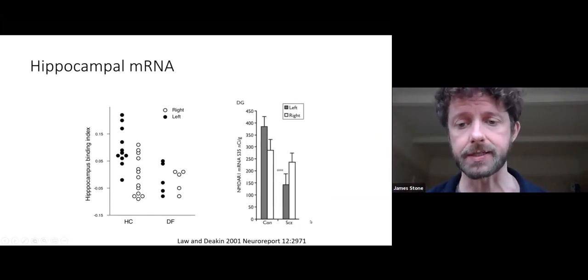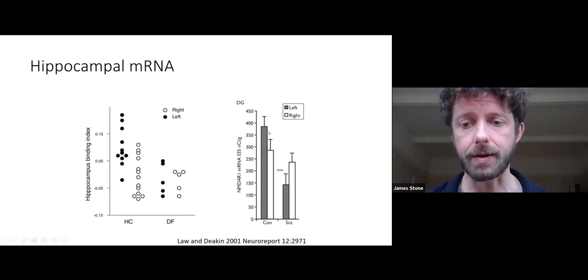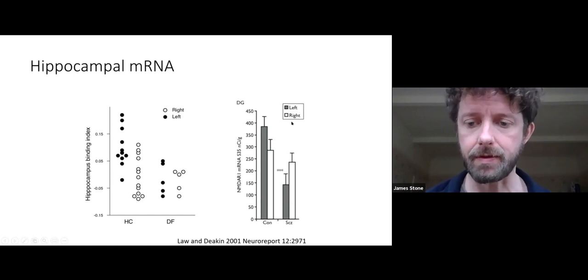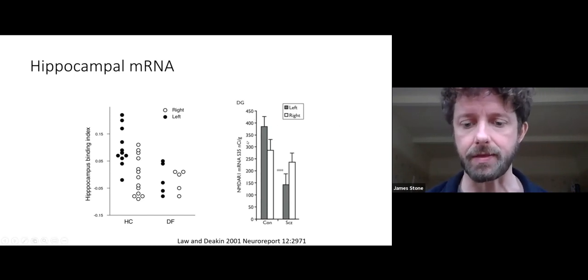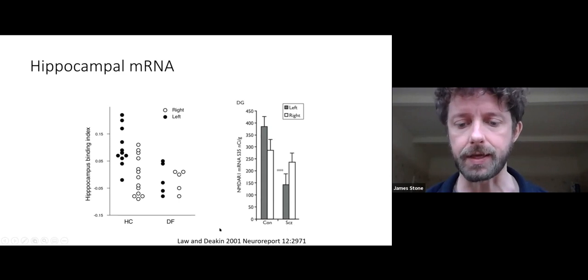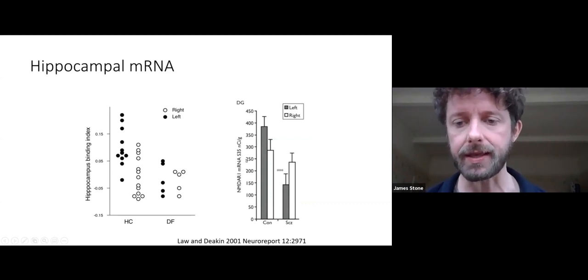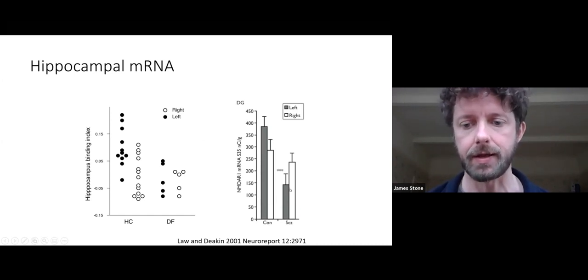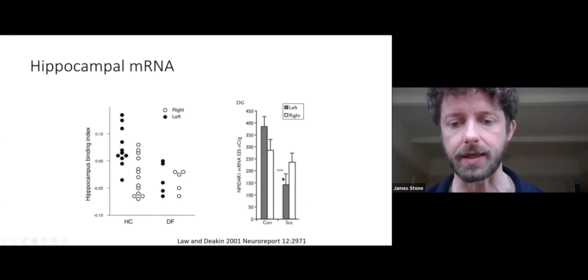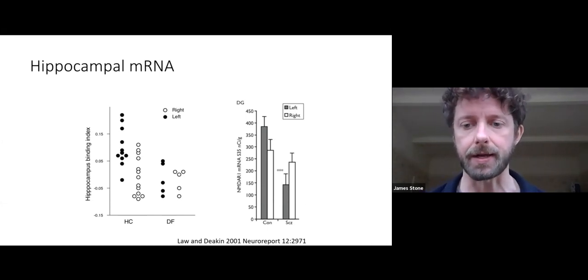and it was interesting because this really overlapped onto findings from post-mortem data. This is from Amanda Law and Bill Deakin, published in 2001, and they looked at NMDA receptor mRNA in the dentate gyrus, and they found a very similar pattern to the one that we found, particularly the left-sided reduction in the NMDA receptor mRNA in patients with schizophrenia compared to controls.